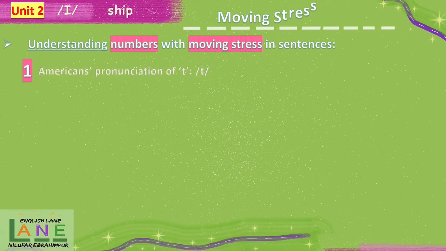Americans pronounce T in, for example, 15 like T, like British speakers. But in these numbers, Americans say 40, 50, 60, 70 with a very fast D sound. We show the sound like this. So this helps us understand when stress moves.